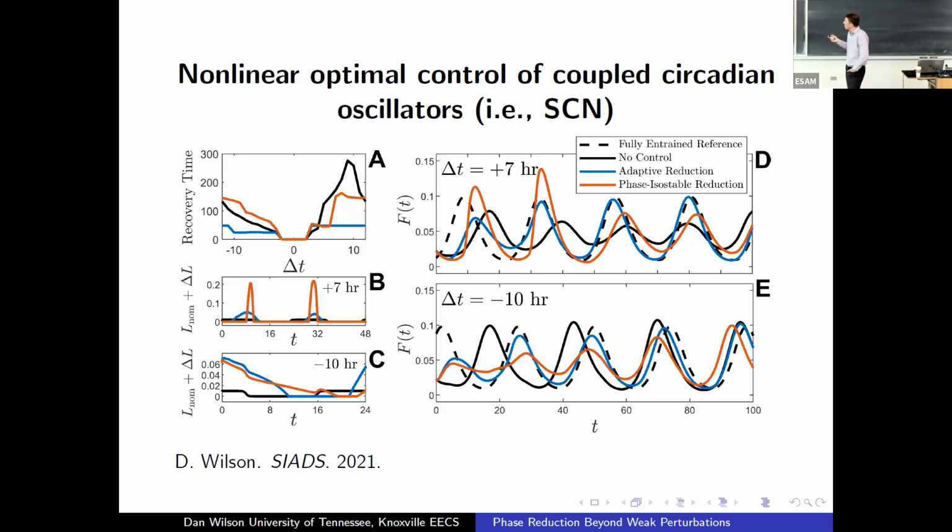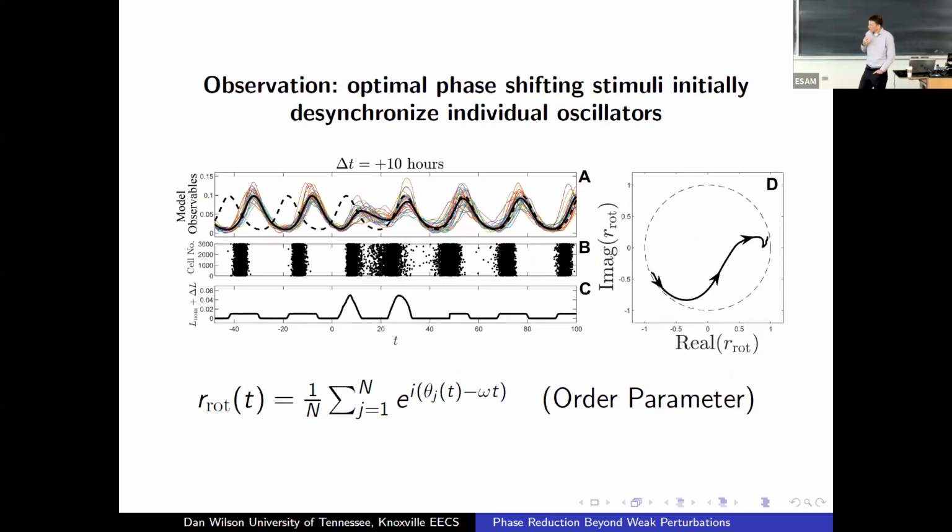But I can also apply this input to my system. One of my variables, this is the target that I'm going for with my 7-hour time advance. I get very quickly to that target for my adaptive reduction. Again, I can solve my optimal control problem for my phase isostable reduction, but the actual answer doesn't give me results that work because, again, this reduced order model isn't very good for representing the behavior of the system. And this is compared to just doing nothing and waiting for the 24-hour light and dark cycle to recover. So that's one of the first applications we considered.